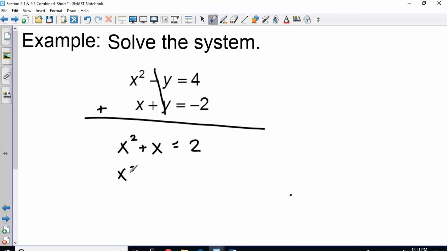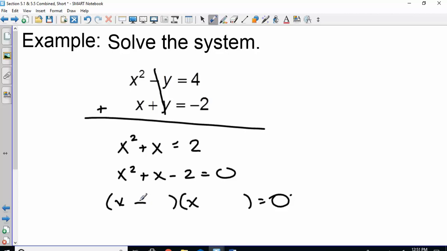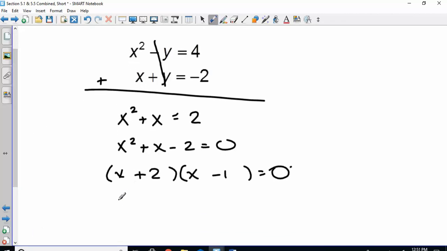So then what should we do? Or subtract. Subtract over the 2. And this is a quadratic, so we can factor. So x squared breaks into x, what multiplies to -2 and adds to +1. So we get x equals -2 and +1.